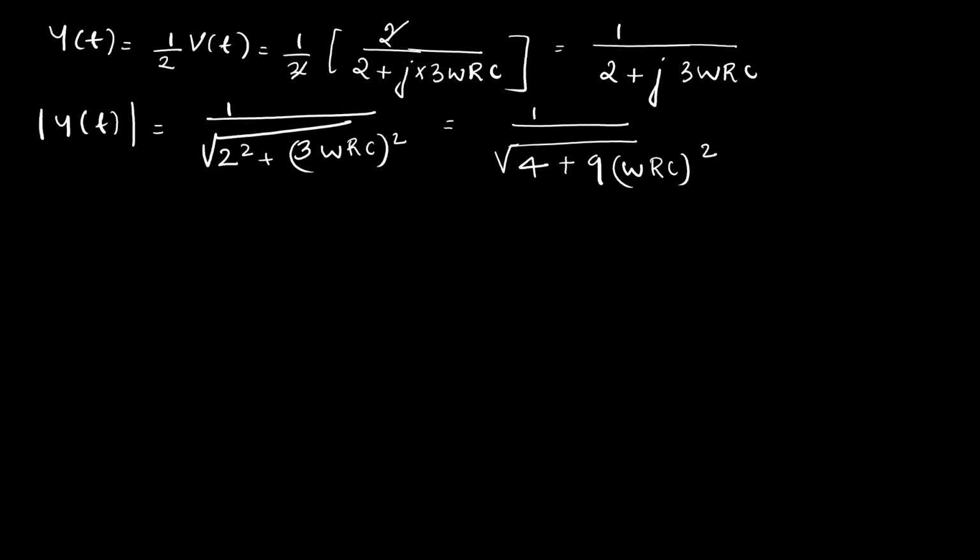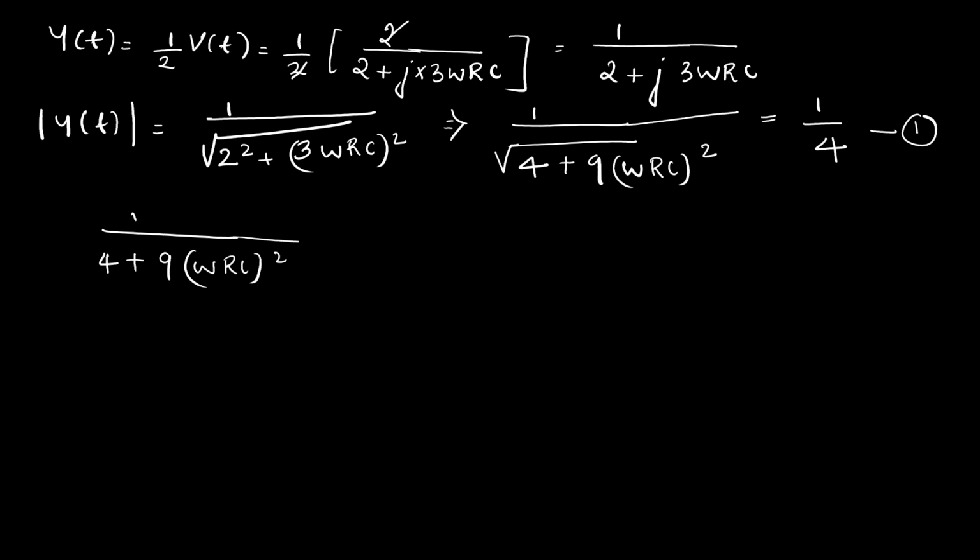Now in the given question it is given that the magnitude of y of t, the amplitude, is equal to 0.25. So we can equate this with 0.25. 0.25 is 1 by 4. Now we can square this equation, that is 1 by 4 plus 9 omega R C whole square is equal to 1 by 16. That is by squaring.